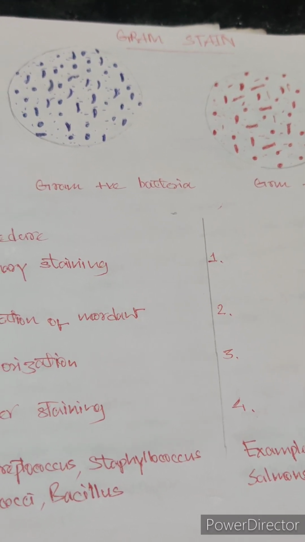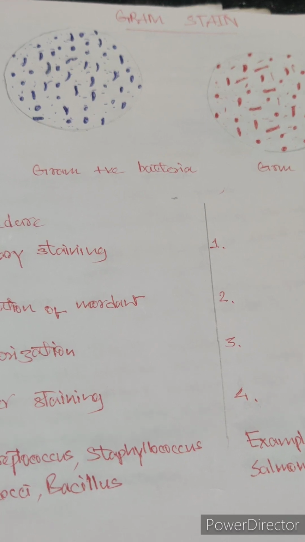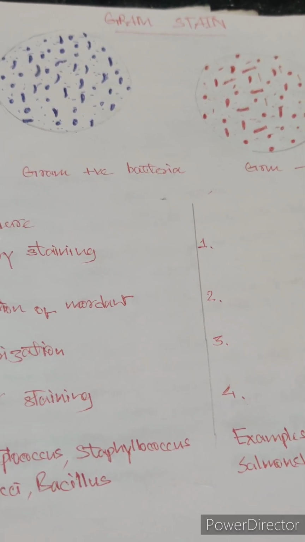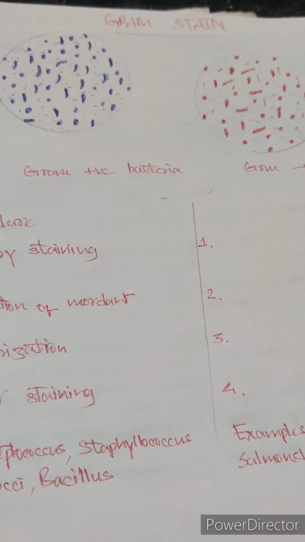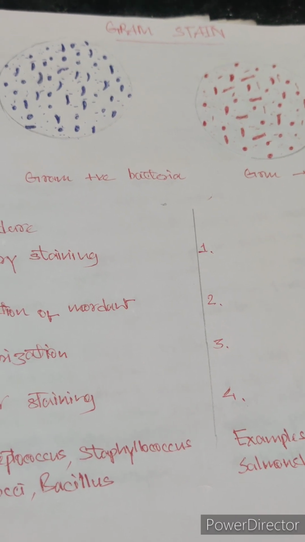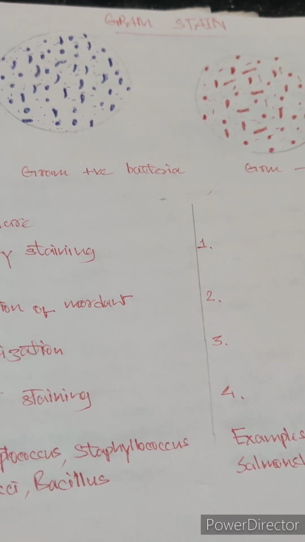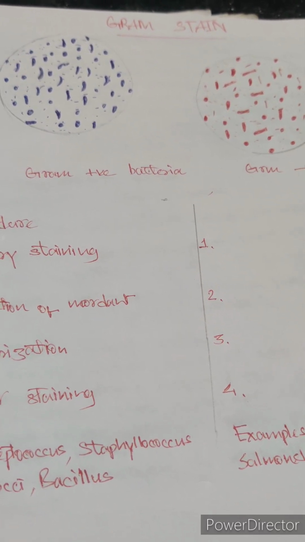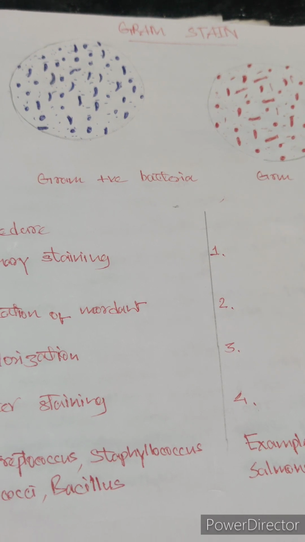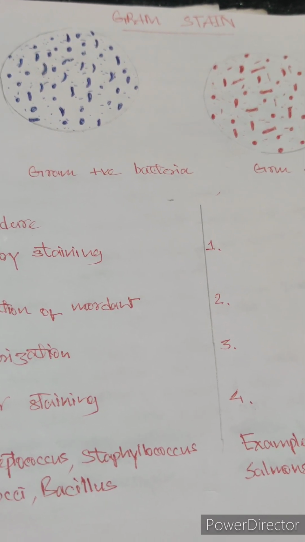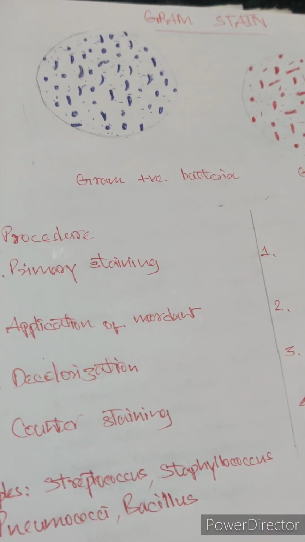First is the simple staining, second one is the negative staining, third one is the impregnation method, and fourth is the differential staining. Under differential staining comes the gram stain, your acid fast staining, or your Albert's staining. Differential staining distinguishes one bacteria from the other types of bacteria on the basis of the colors. It provides color contrast to different bacteria. So today our topic is the gram stain.